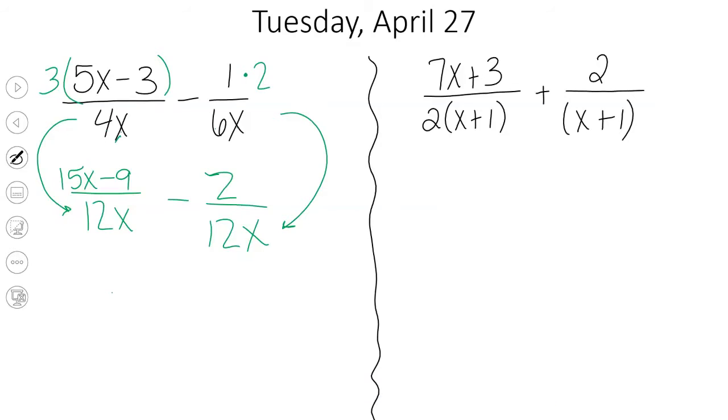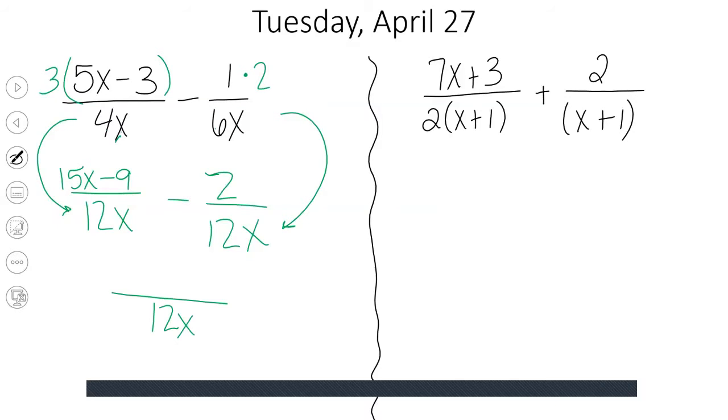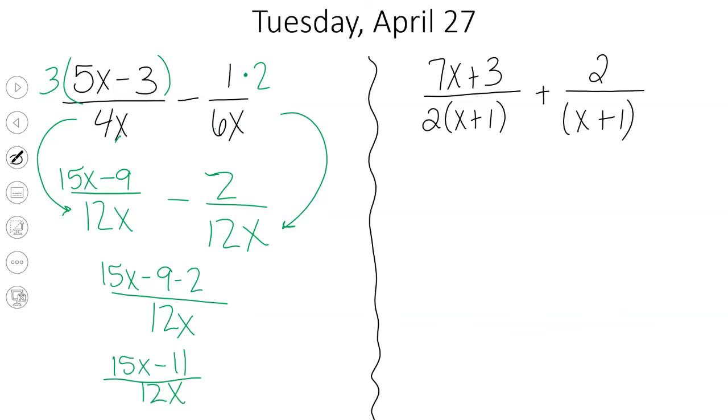I can make one fraction with a 12x because my denominators are the same. So I have 15x minus 9 minus 2. So I have 15x minus 11 all over 12x. So a few questions. Can these x's cancel out? Why not? That 11 is connected to my 15x. I can't cancel it out, okay?